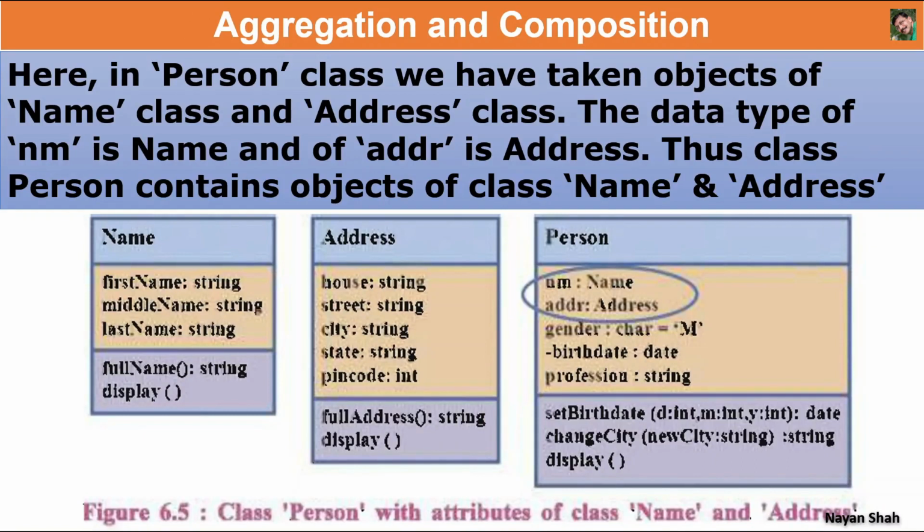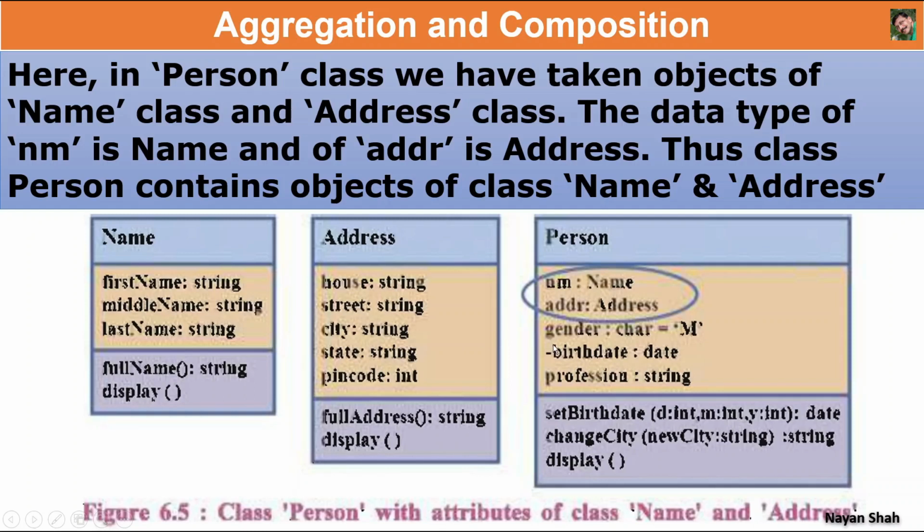The example here in person class, we have taken objects of name class, as you can see here, nm. Nm is object of name class and addr is object of address class. So the data type of nm is name, as you can see here. Over here, gender is character, birth date is date type, profession is string type. But nm is of type name, addr is of type address. Thus class person contains objects of class name and address, and this is called aggregation or composition.